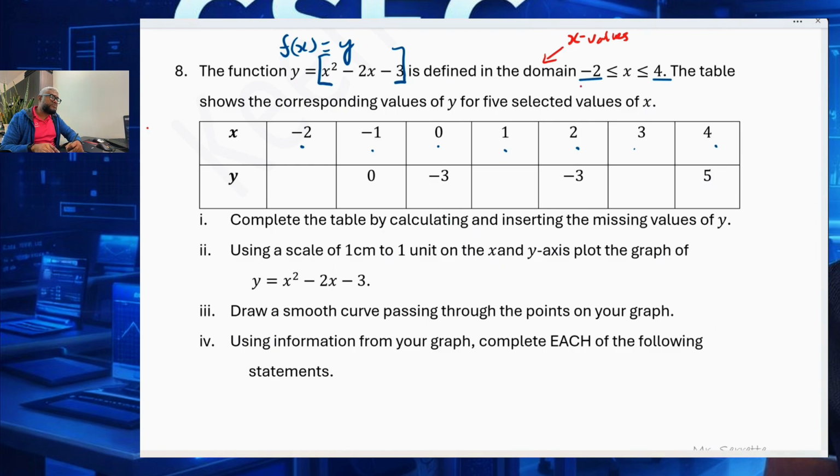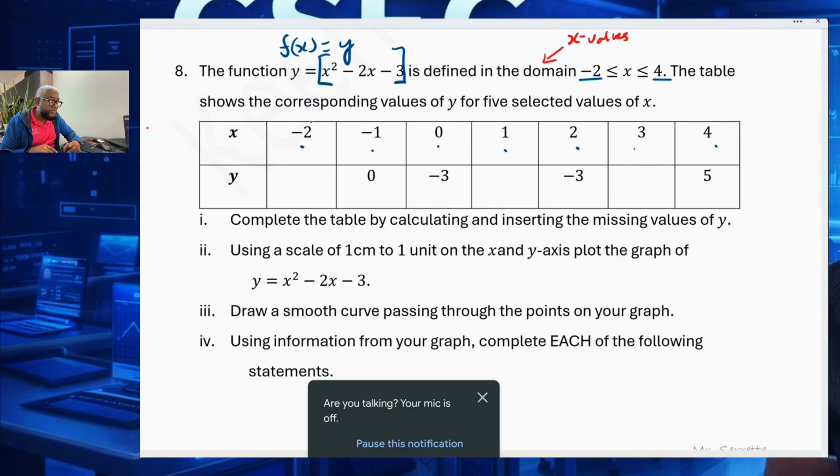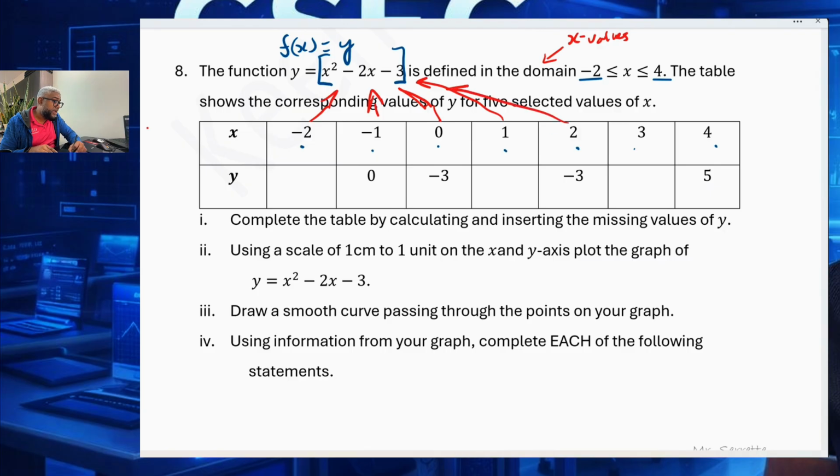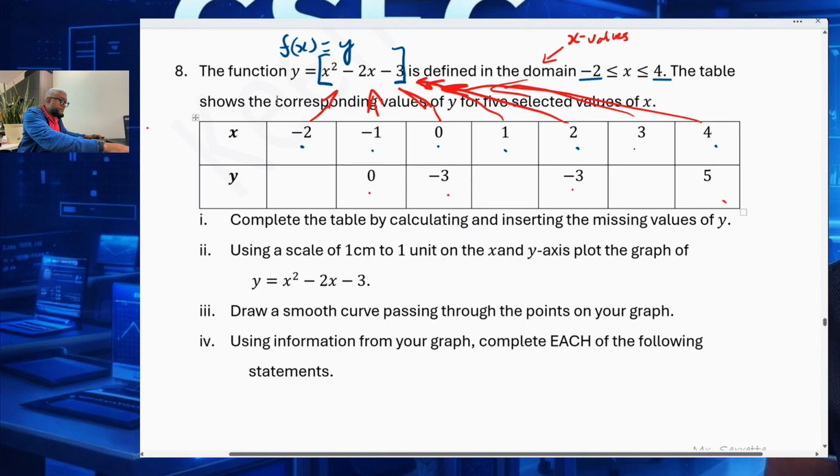So the table shows corresponding values of y for the 5 selected values of x, right? So just like this morning, you have your quadratic function above, you have your values of x, you need to find the values of y. So what we're doing, you see all these values here? You substitute them into that function, right? Okay, so they already gave us these 1, 2, 3, 4. We just have to find 3. So let us work, right?